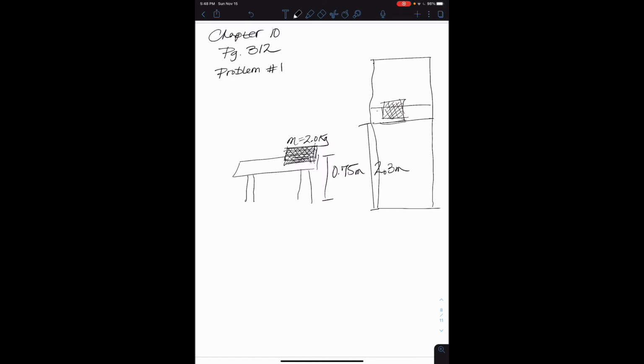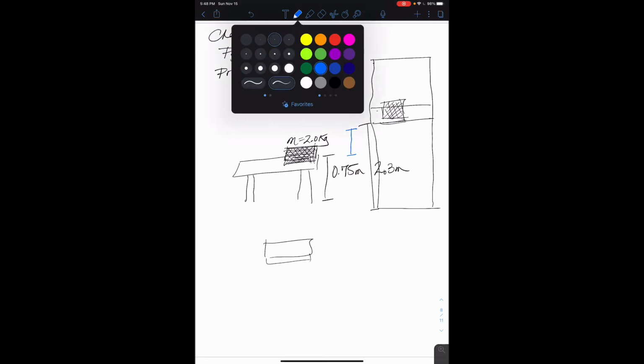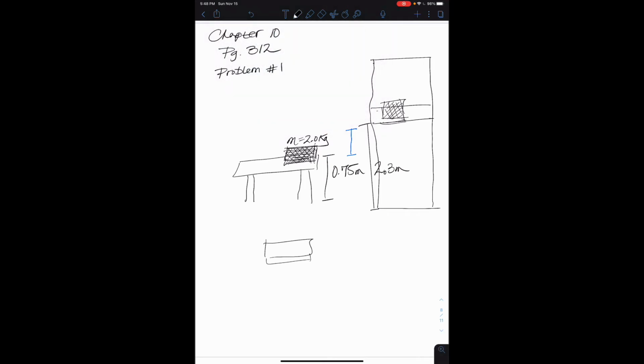So when we lift the book up, how many meters are we lifting it? Well, whatever this difference is right here, right? How much is that? Let's see. So that difference, we'll call it d for the distance here, is going to equal 2.3 meters minus 0.75 meters. And so what is that? 1.25, 1.55? All right, 1.55 meters.